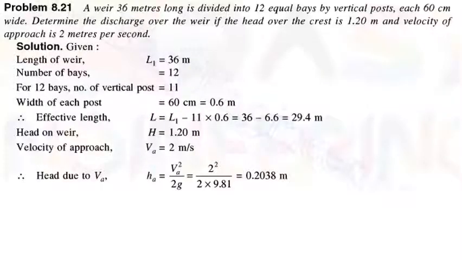Head on the weir, that is water level above the weir, is 1.2 meters. This is given in the question. And velocity of approach is also given in the question as VA is equal to 2 meters per second. So HA is given by the equation VA square by 2G. This we know already. Substituting the values of VA and G, we get HA is equal to 0.2038 meters.